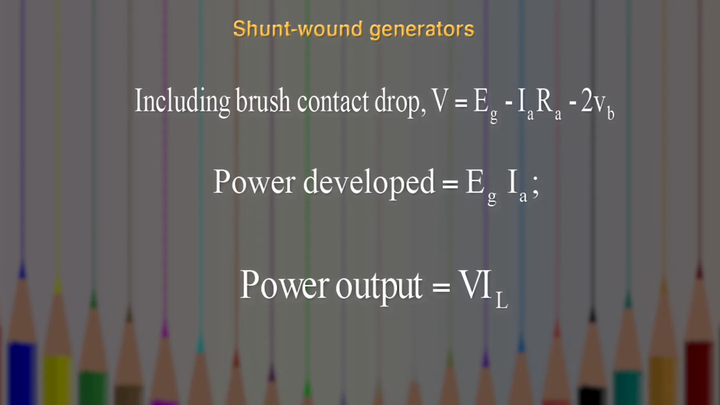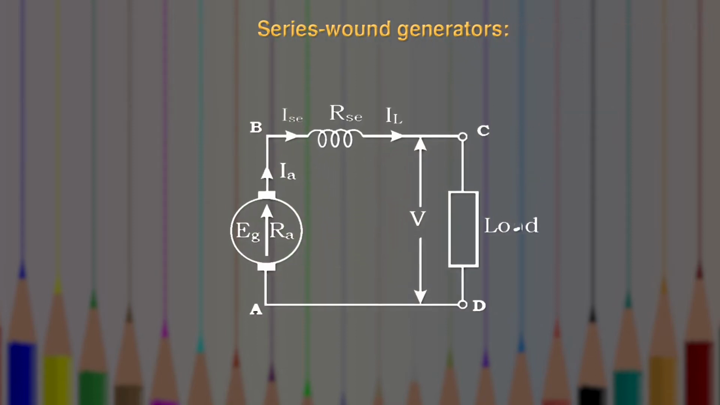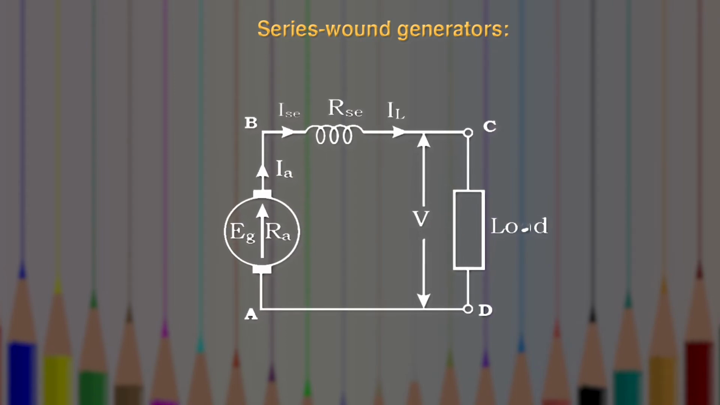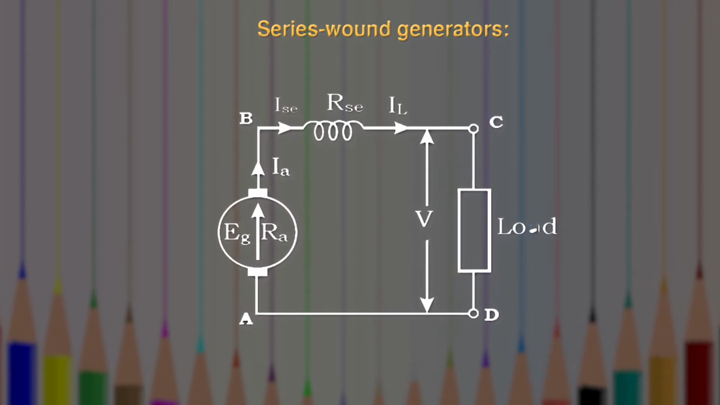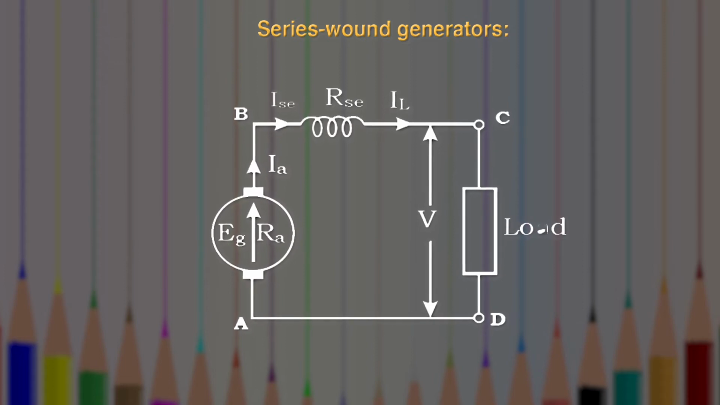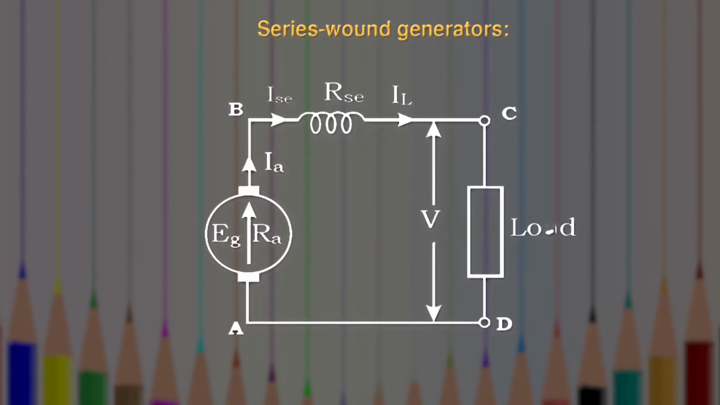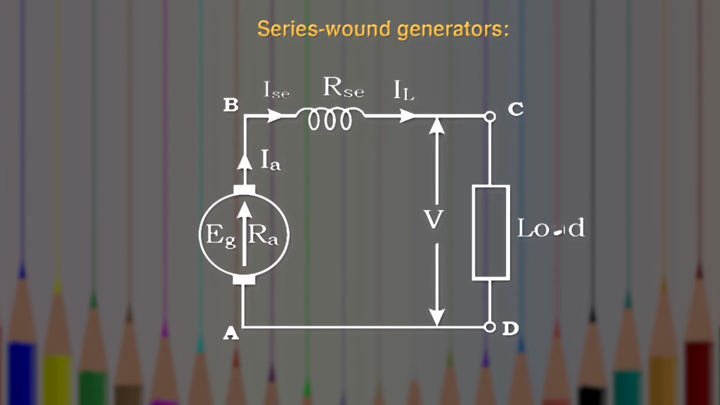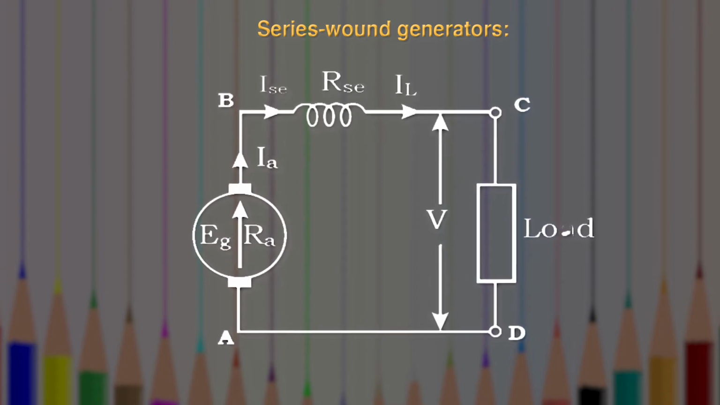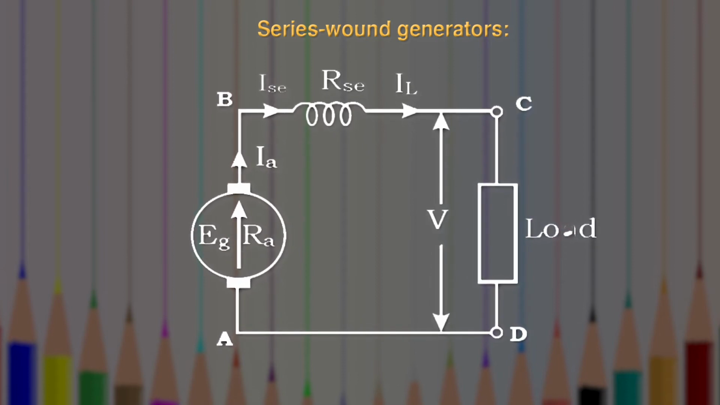Now we are going to discuss the series wound generator. In this generator, the field winding is connected in series with the armature winding, forming a series circuit. Therefore, full line current IL or armature current IA flows through it. Since the series field winding carries full load current, it has few turns of thick wire having low resistance, usually of the order of less than 1 ohm.